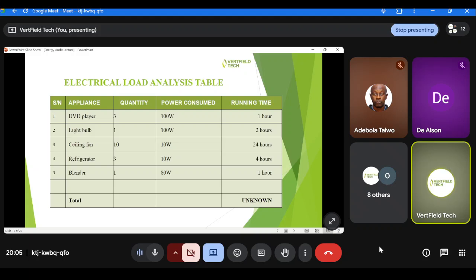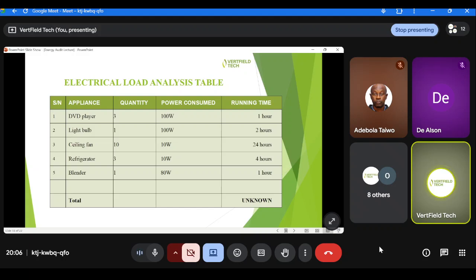Right? So how then do we run electrical load analysis on this facility? There is a method we will use, there's a formula we are going to use. That formula states that energy consumed is equal to quantity of appliance multiplied by the power consumed multiplied by the running time.